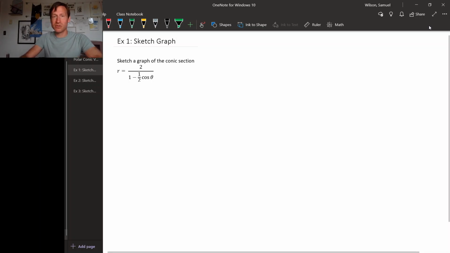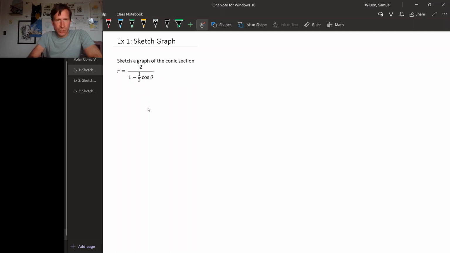Let's look at some examples of graphing conic sections that put everything together. So let's sketch a graph of this conic section, r equals 2 over 1 minus 1/2 cosine theta. Since we have a cosine here, we know that our conic section will be oriented horizontally.